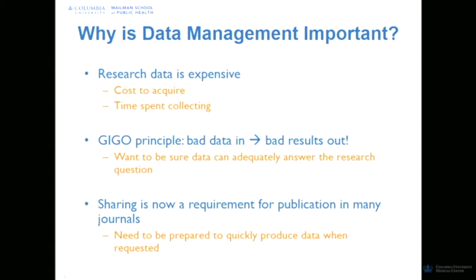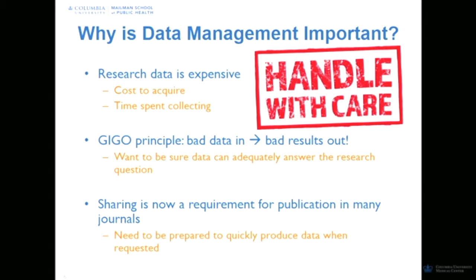If we don't collect things properly, then we might not even have the information that we need to answer research questions at the end. And also, increasingly important is having some kind of a plan for sharing your data once you publish. A lot of journals now are requiring that you share data once it's requested in order to publish in their journal. So you need to have a plan in place to make sure that you can get that data together in whatever format that you need and be able to share it as needed. So in short, you want to handle your data with care.